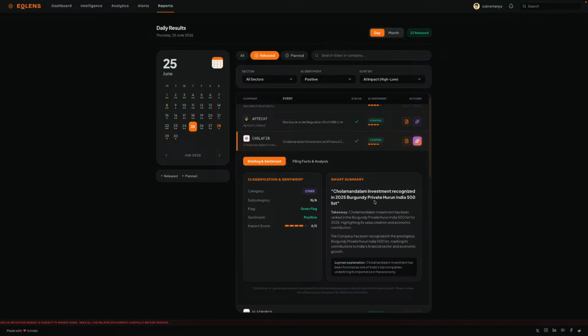Next, Cholamandalam Investment recognized in the 2025 Burgundy Private Hurun India 500 list.